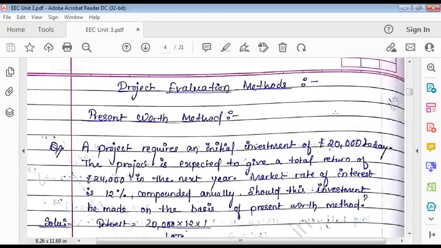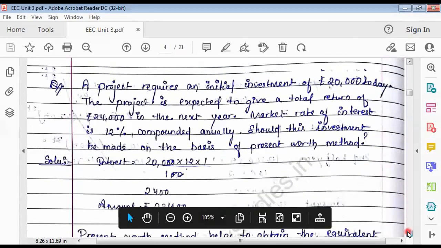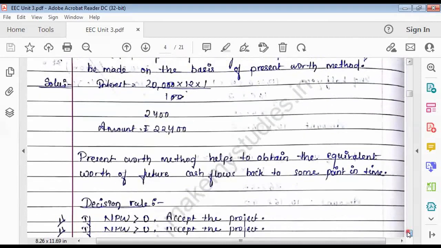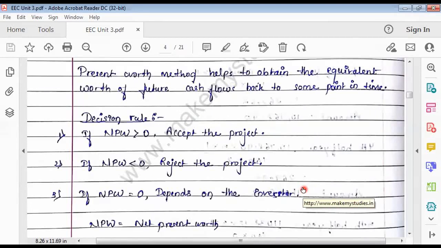So far as project evaluation methods are concerned, right now we are discussing the present worth method. So far as the present worth method is concerned, you need to remember 2-3 things. What is that? Let me tell you. The first thing you need to remember is this one, the one on your screen, that is the decision rule. That is a must. So do remember these decision rules.